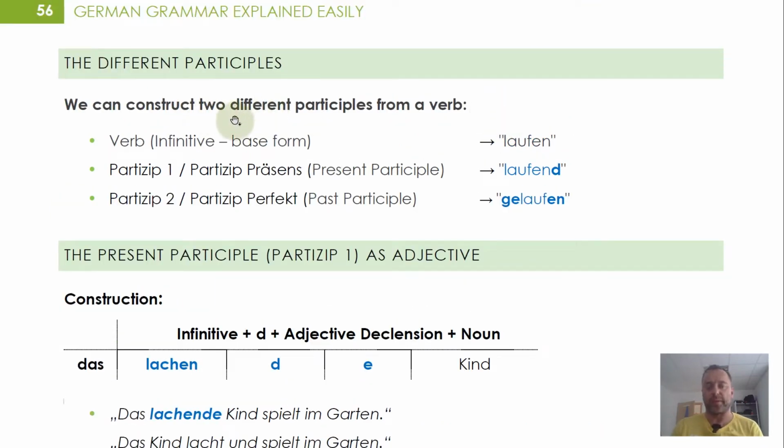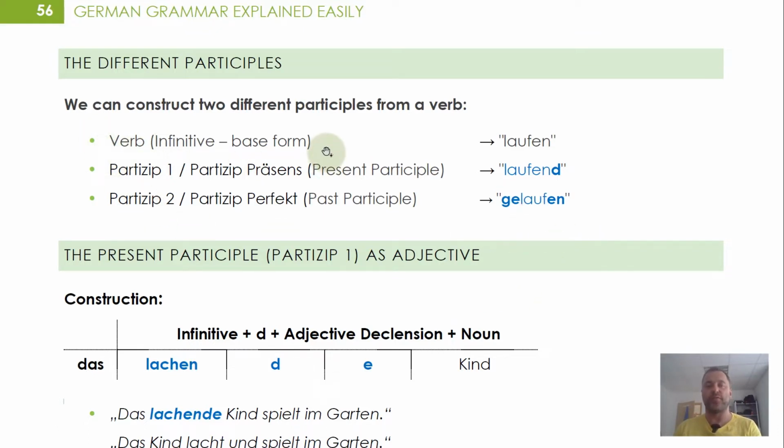So participles. There are two different participles. The participle is a special form of the verb. If you don't know the different participles, I've linked the Partizip 1 and also the Partizip 2 in the info cards for you. There's a separate video with detailed explanations. Here just a quick overview.